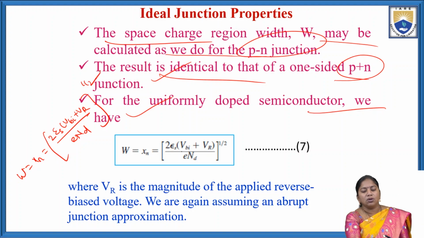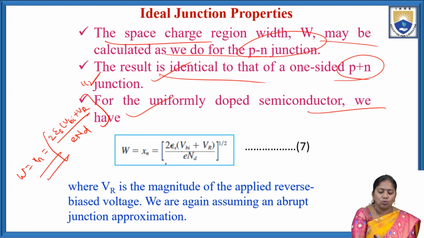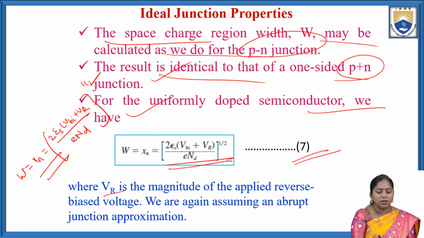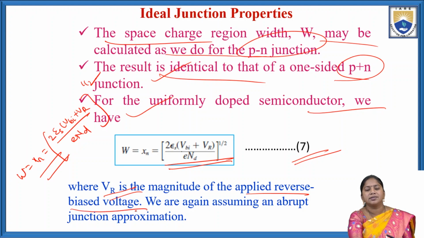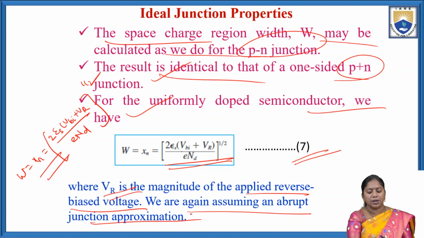So for the uniformly doped semiconductors, the space charge width W equal to xn equal to [2 epsilon s (VBI plus VR) by q Nd] whole to the power of half, that is equation 7, where VR is the magnitude of the applied reverse biased voltage. We are again assuming an abrupt junction approximation.